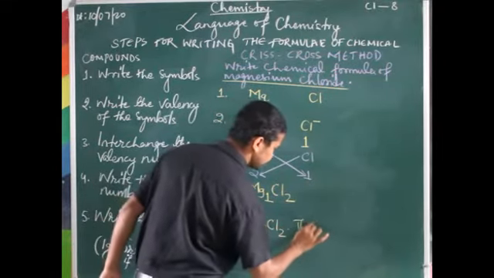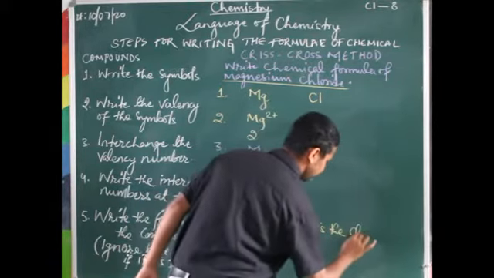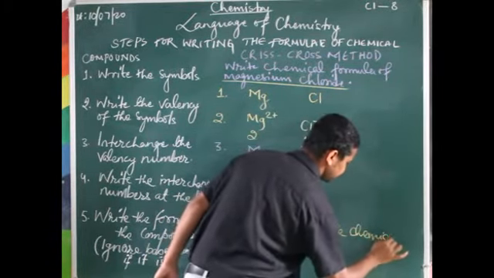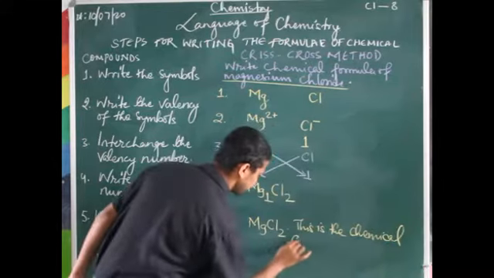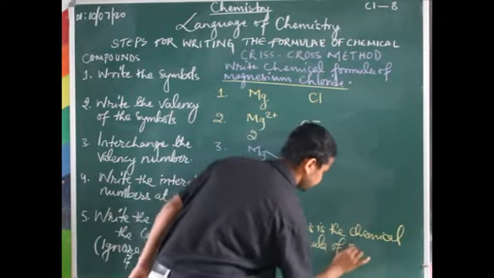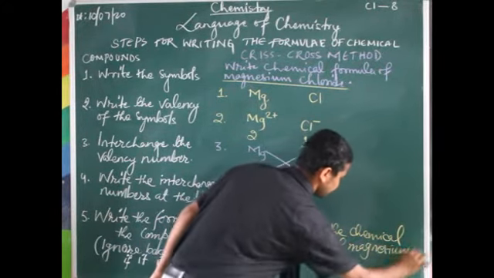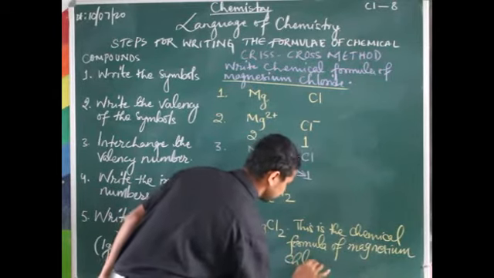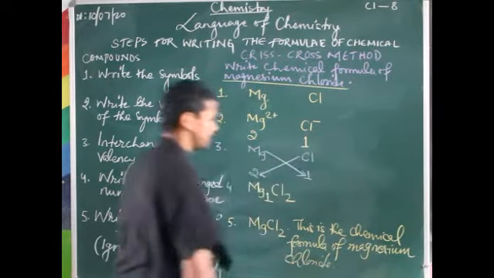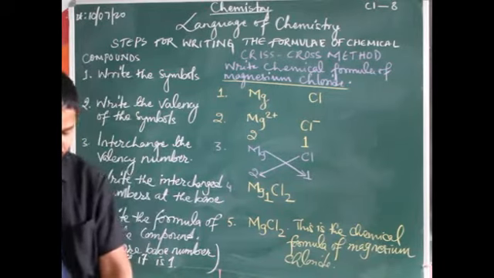This is the chemical formula of magnesium chloride. Magnesium chloride. Okay. So let me repeat it again.